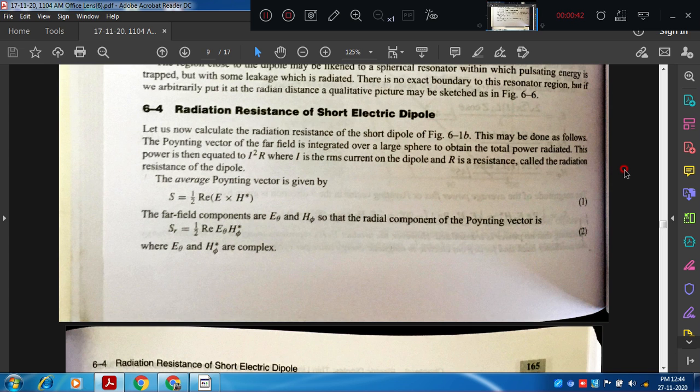The average Poynting vector is given as S is equal to half the real part of E cross H star, right? For the far field components E theta and H phi, the radial component of the Poynting vector S_r is equal to half the real part of E theta H phi star, where E theta and H phi star are complex.